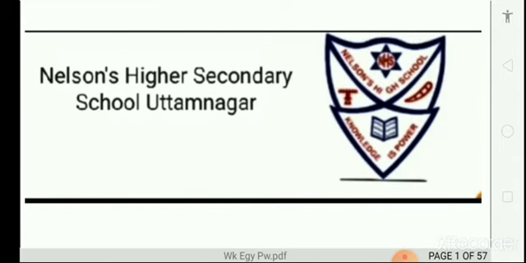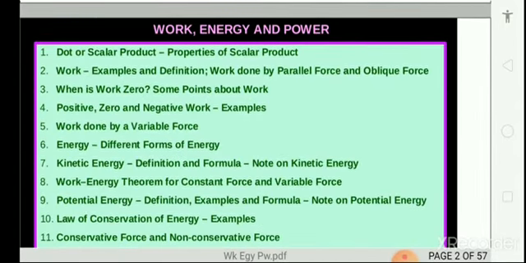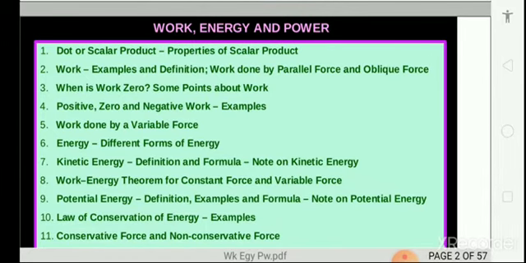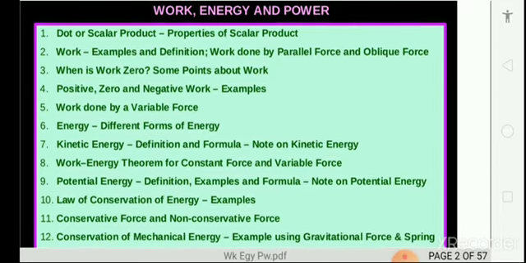Before starting the numerical part of the work, energy, and power chapter, let us go for a quick revision of this chapter in short. Work, energy, and power. In this chapter, we have learned what the dot or scalar product is and the properties of the scalar product. We have learned the work example and definition of the work done by a parallel force and the applied force. What is zero work? Some points about work. Positive, zero and negative work examples we have dealt with.